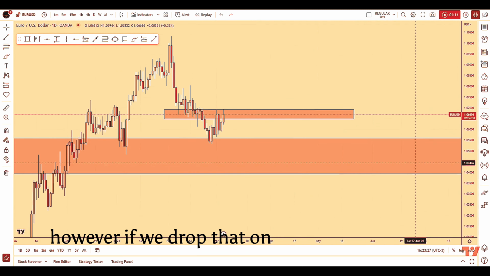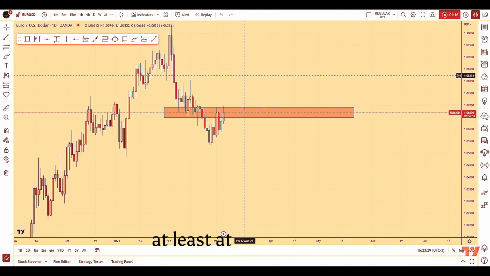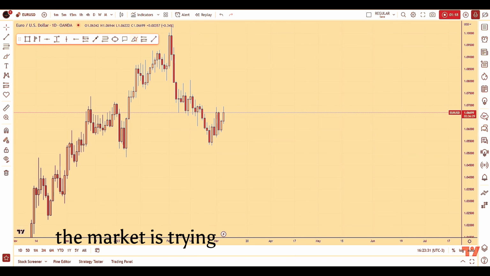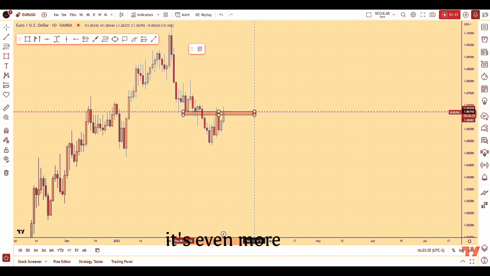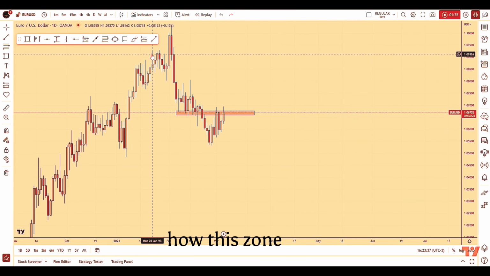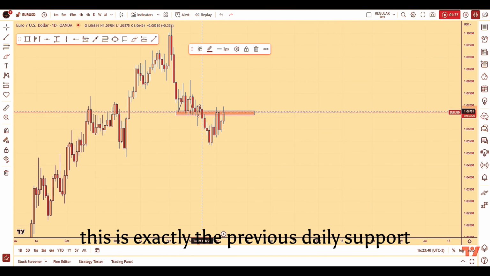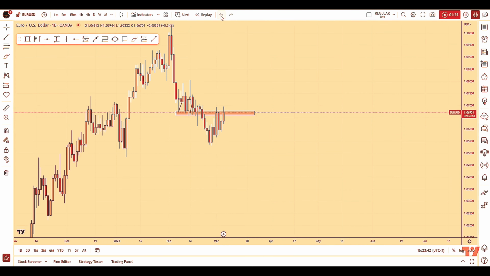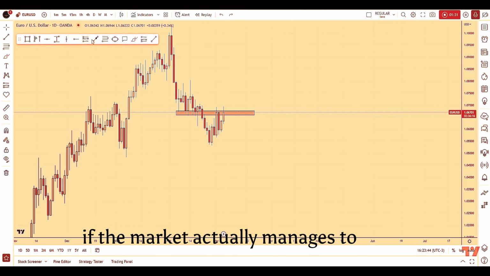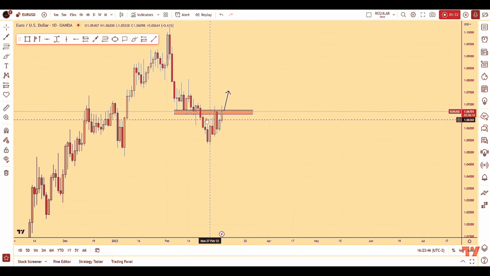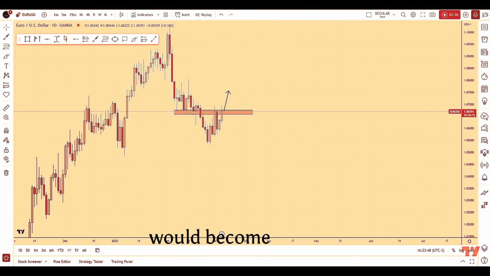However, if we drop down on the daily time frame, it seems how, at least at the moment, the market is trying to push through this zone. In fact, from a daily perspective, it's even more clear how this zone here, this is exactly the previous daily support, which is now turned resistance. If the market actually manages to break above this level, all this previous resistance would become support.